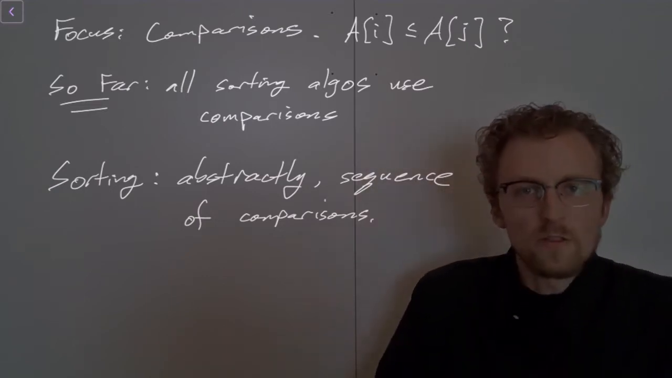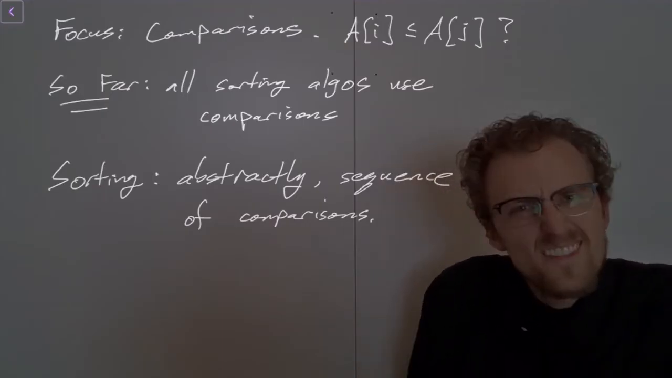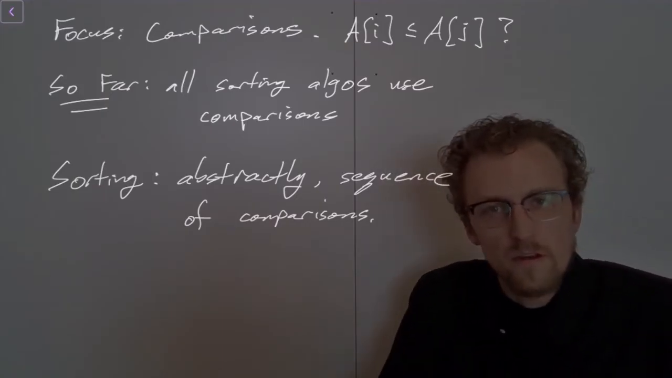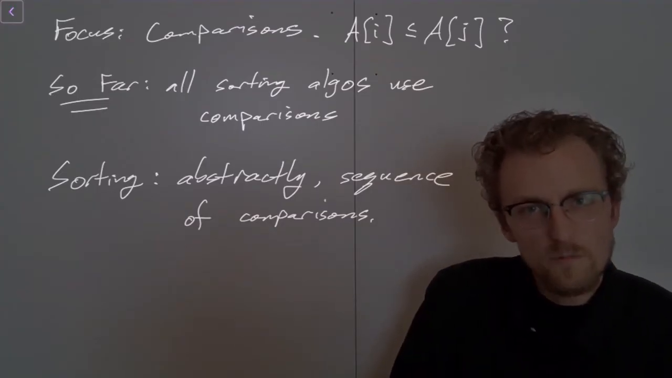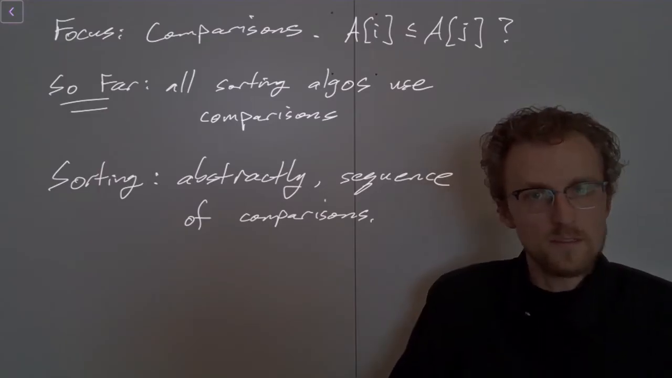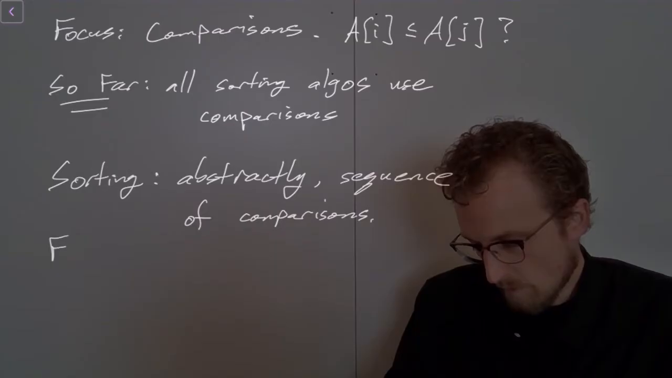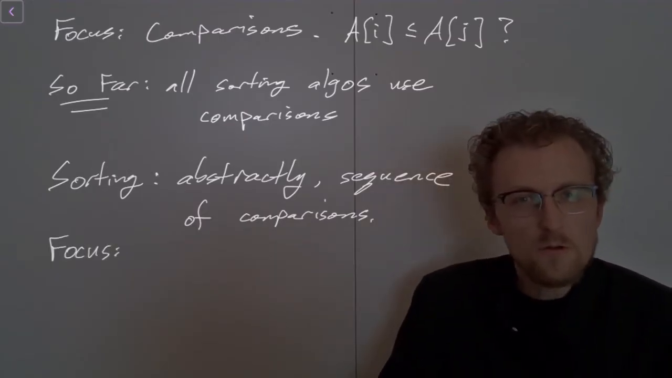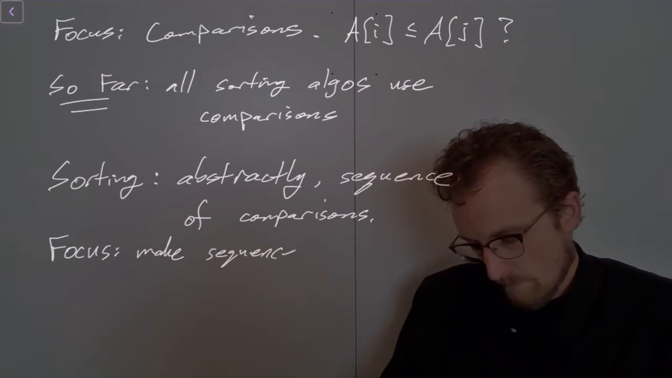So what we'd like to do is reframe our algorithmic question into a decision theoretic question of essentially: what's the shortest sequence of comparisons that we can come up with that guarantees an answer to the question? So our focus will be on thinking about how short we can make this sequence. Make the sequence short.